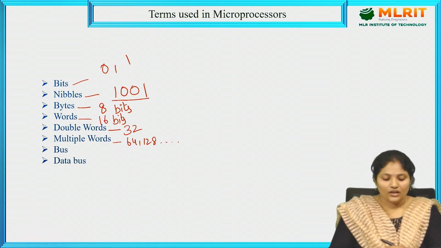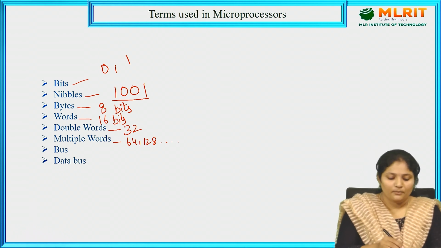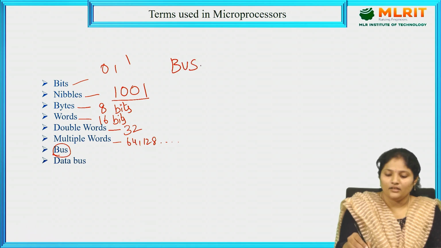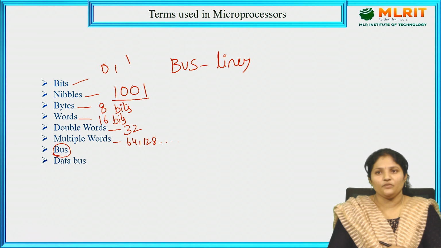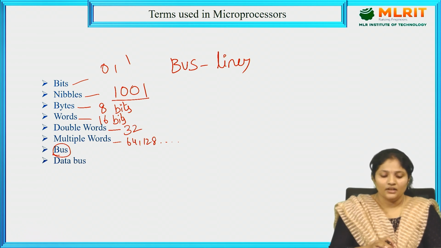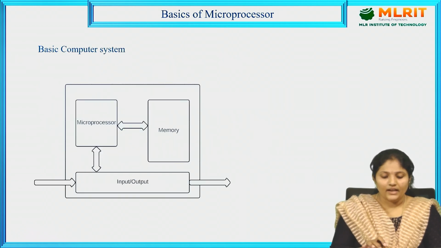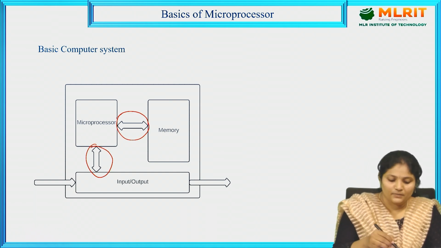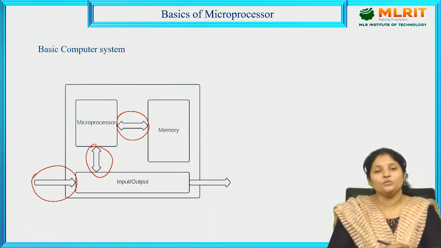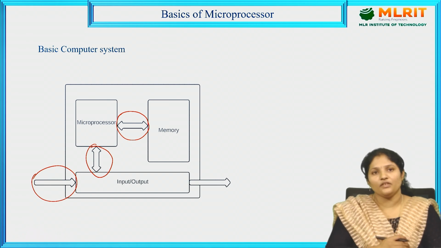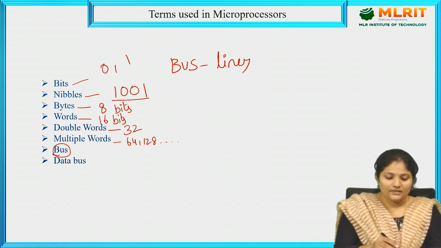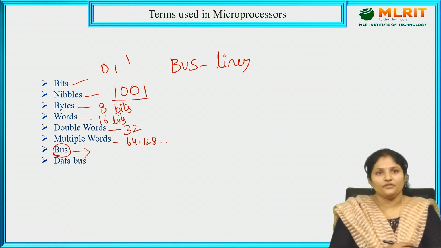Now coming to the main topic, bus. What is a bus? You can say that a bus is a combination of lines which can transfer data between the blocks of a microprocessor. In the previous slide, I already told you these are the buses, multiple buses, right? These are the buses which transfer the data from one block to the other block. So here, a bus is used to transfer data from one place to another place.